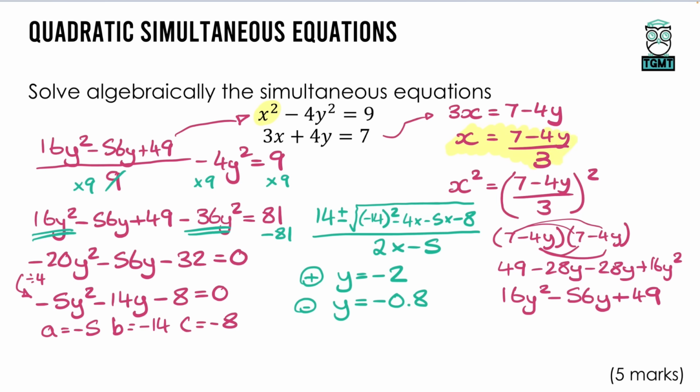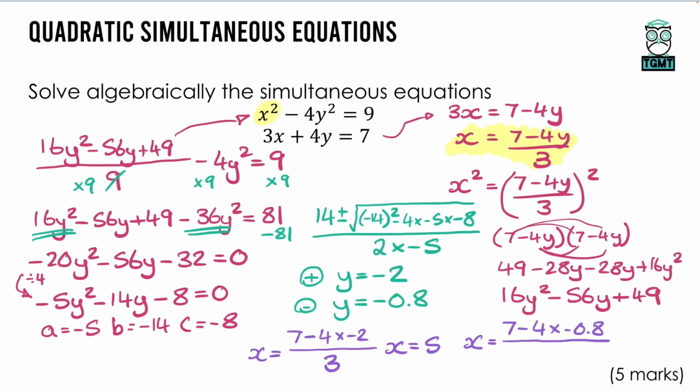Now again, I'm just going to be typing this in the calculator, so we'll start with the negative 2. So x will be equal to 7 take away 4y, so 4 times negative 2, all over 3. And in that circumstance, we get x is equal to 5. And for the next one, we have x is equal to 7 take away 4 lots of negative 0.8, again, all divided by 3.